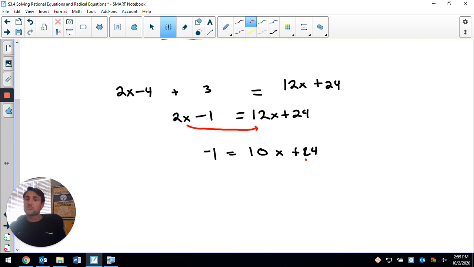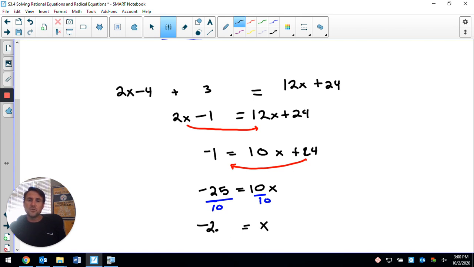And then we can subtract 24 from both sides of the equation. That'll be negative 25 equals 10x. And then the last thing we need to do is divide by 10. So negative 25 divided by 10 is negative 2.5.